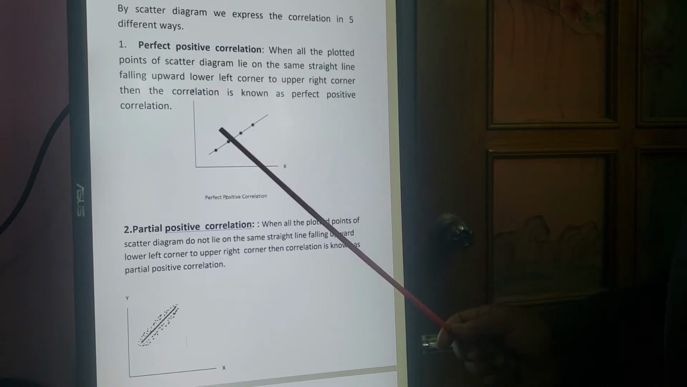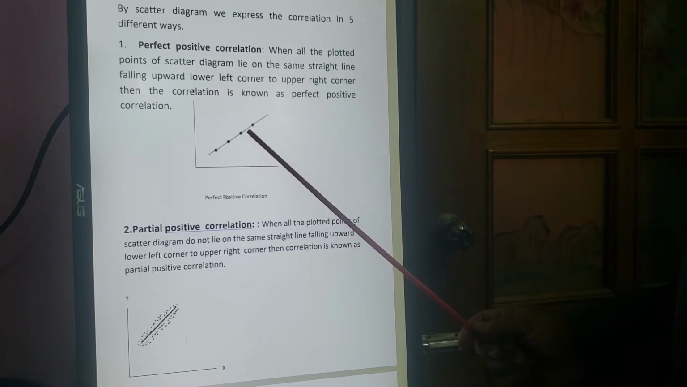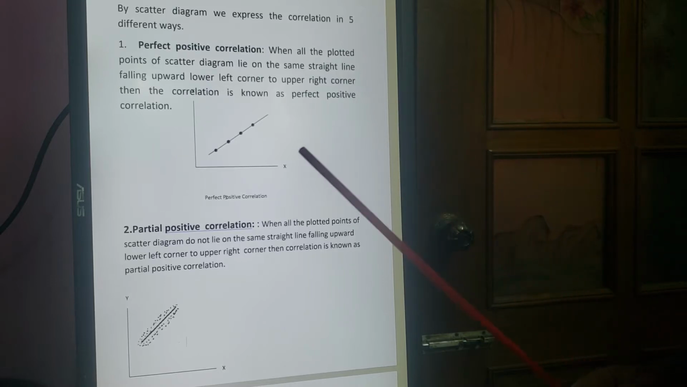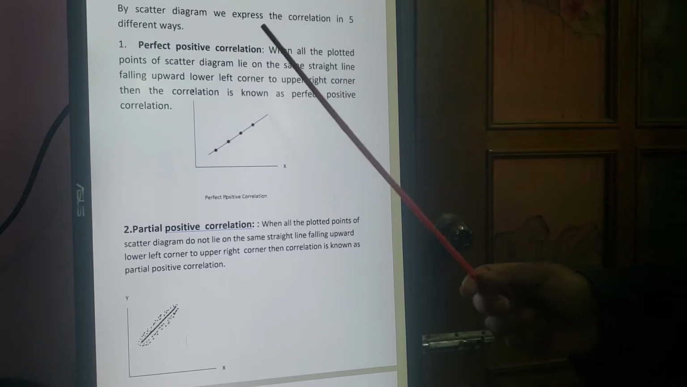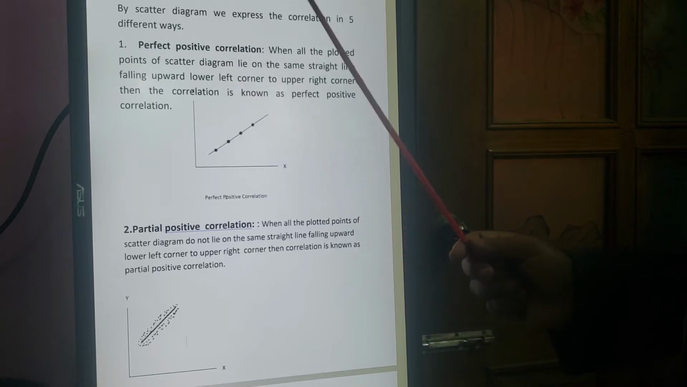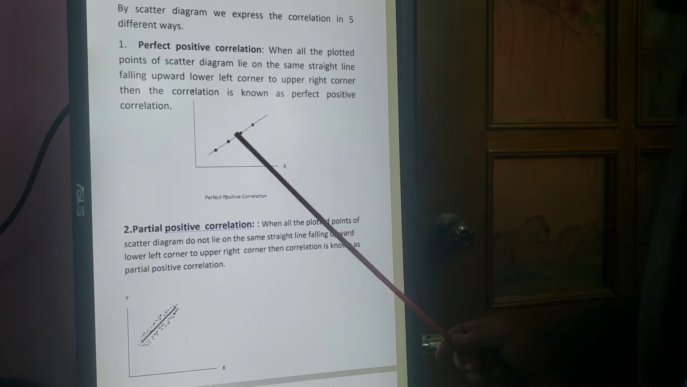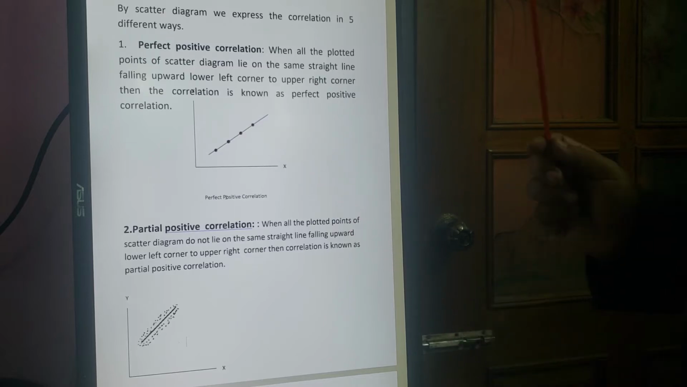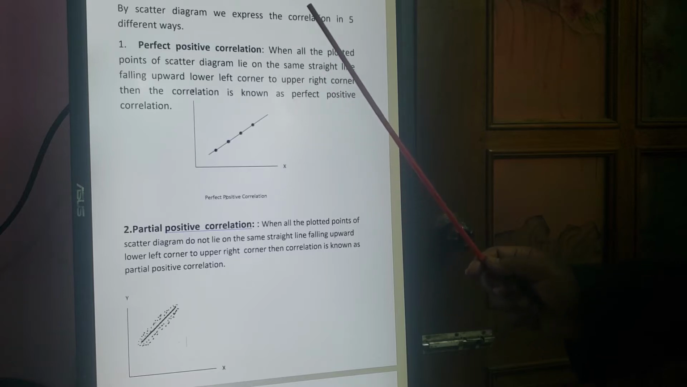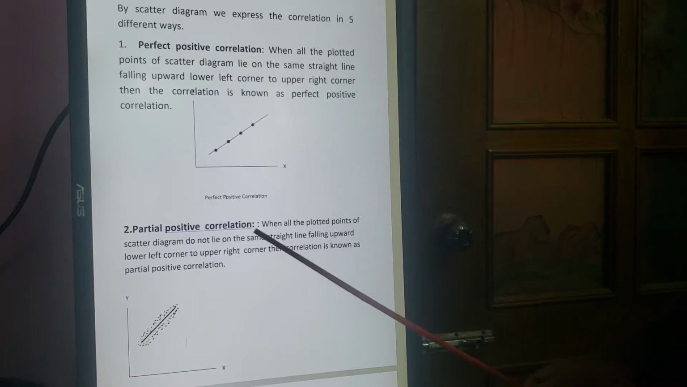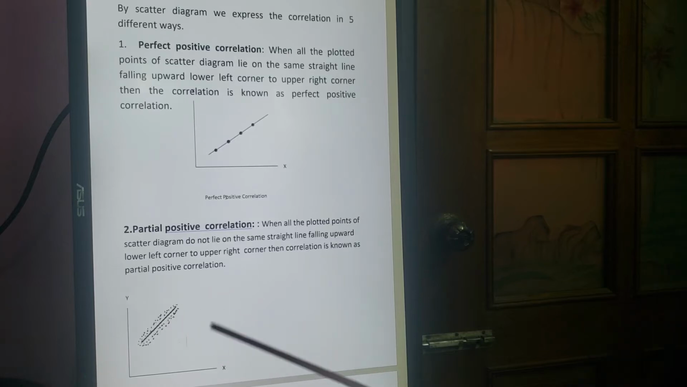When all the plotted points of a scatter diagram lie on the same straight line, what about the line? The line would be an upward line, from the left corner to the right corner. Then this is called perfect positive correlation. Mind it, in this case the coefficient of correlation is equal to 1. Now partial positive correlation. Here also the line is an upward line.